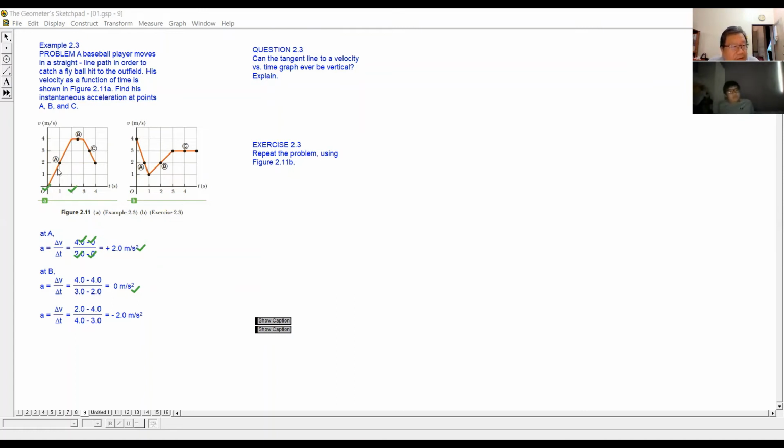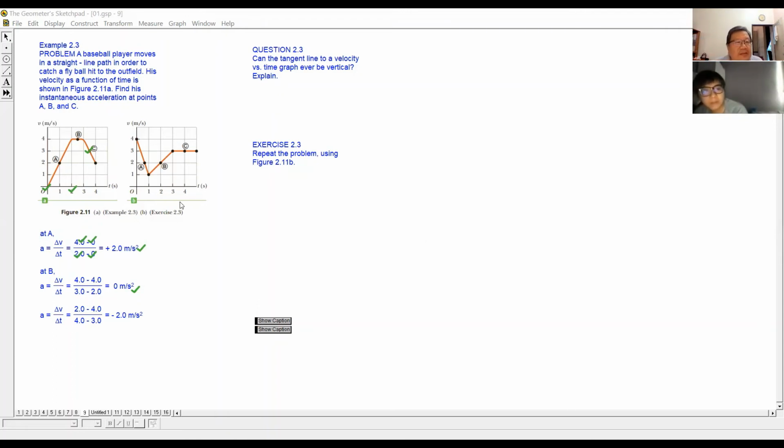Here, the velocity is positive because it's going up. And now you look at this part here. Can you find the instantaneous velocity at C here? What minus what, over what minus what? 2 minus 4 over 4 minus 3. So actually, you are finding the slope of the line. And the slope of the line is actually the acceleration.